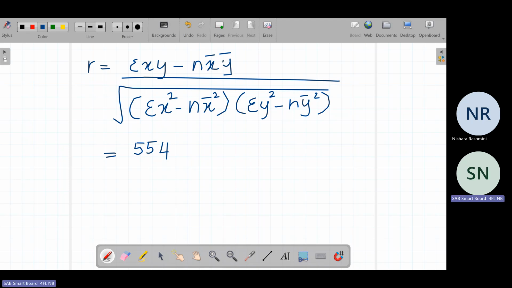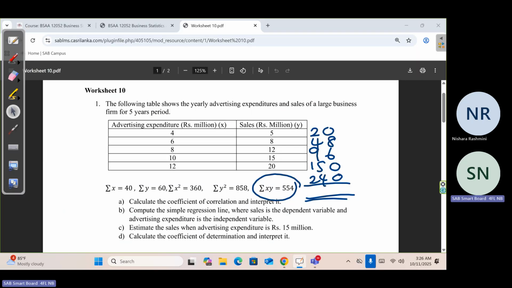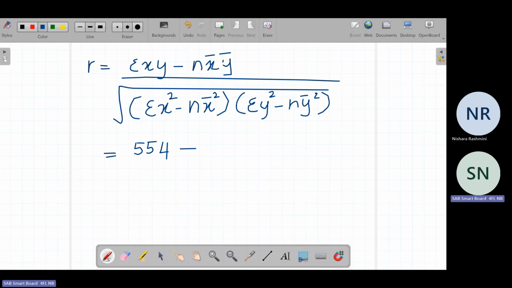Okay. Then what is the value here? Minus n. N means how many observations are there? Okay. Then according to our question, how many observations are there? Initially, how many? 5. 5 points are there. Observations 5. Then this one says 5 years period. It means n equals 5. Then here instead of n, we can write down 5.